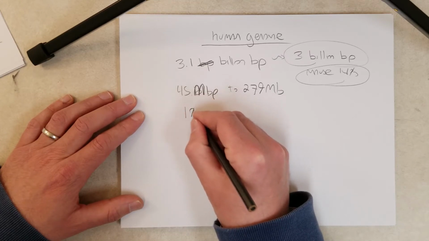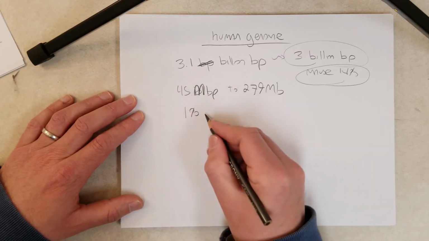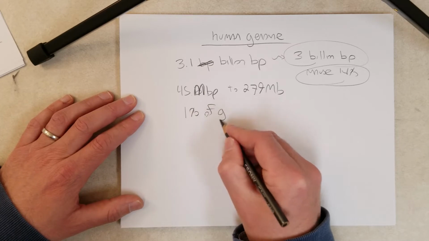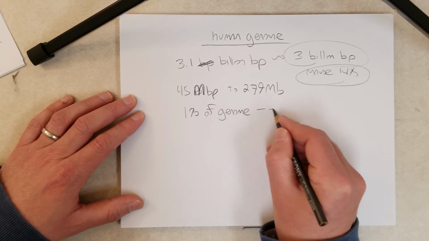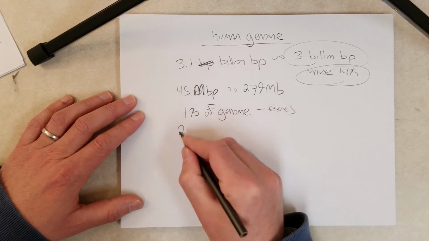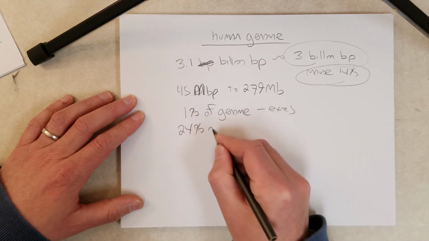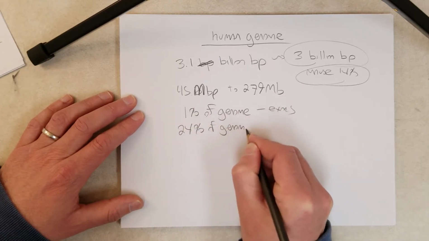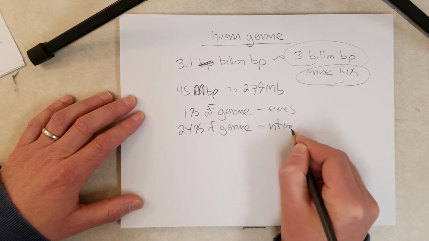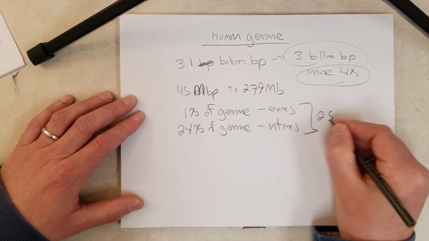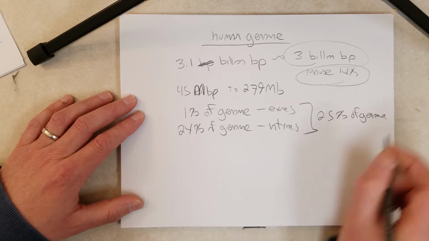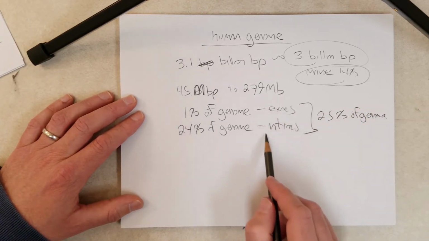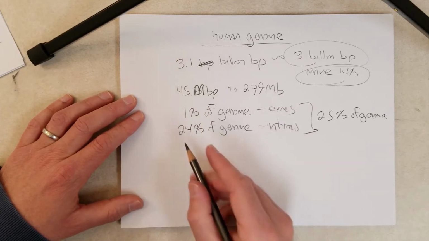And we're going to talk about this in more detail in a second, but only 1% of the genome is comprised of exons. 24% of the genome is introns. So together, these only make up 25% of the genome. So that blows my mind. I'm going to talk more about this in a second.